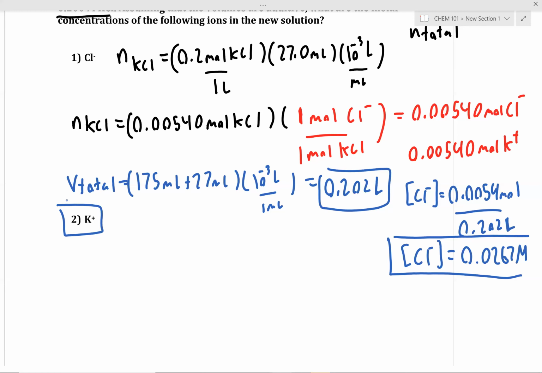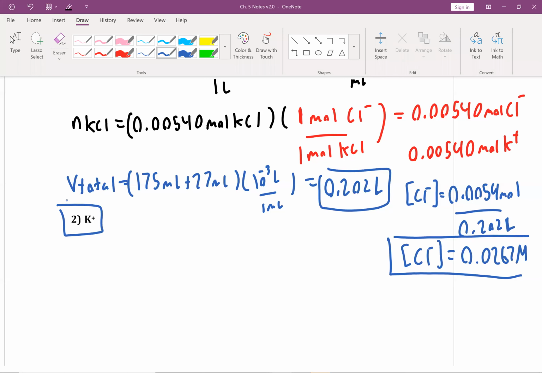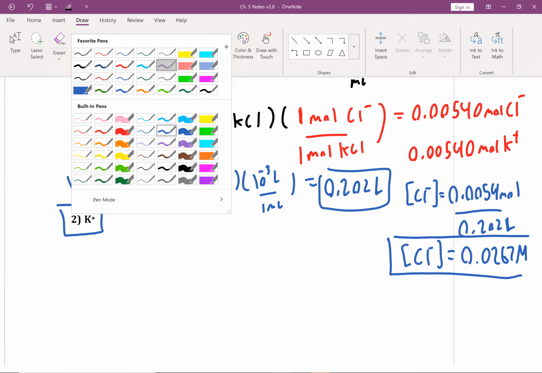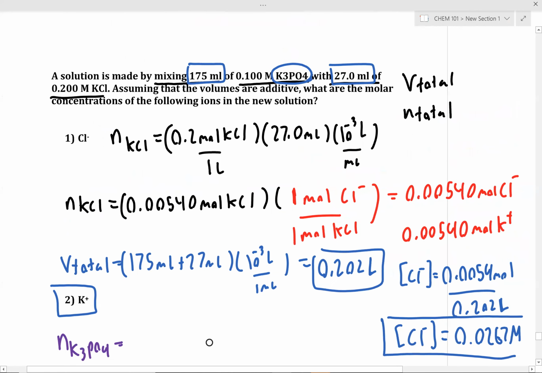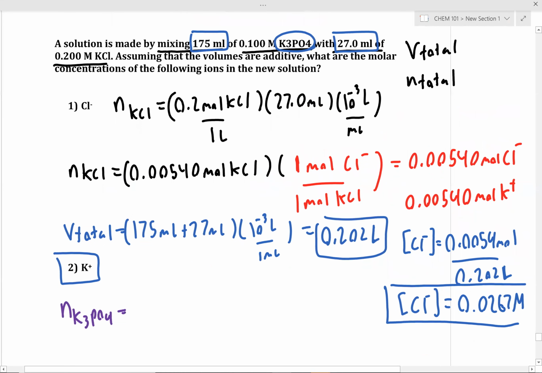Okay, so to wrap up this chapter, we got through the entirety of chapter 5 today almost, but let's finish off this problem, and let's finish off this problem strong. Okay, first step, we're going to need to figure out the moles of potassium phosphate. And what is the molarity of our potassium phosphate?